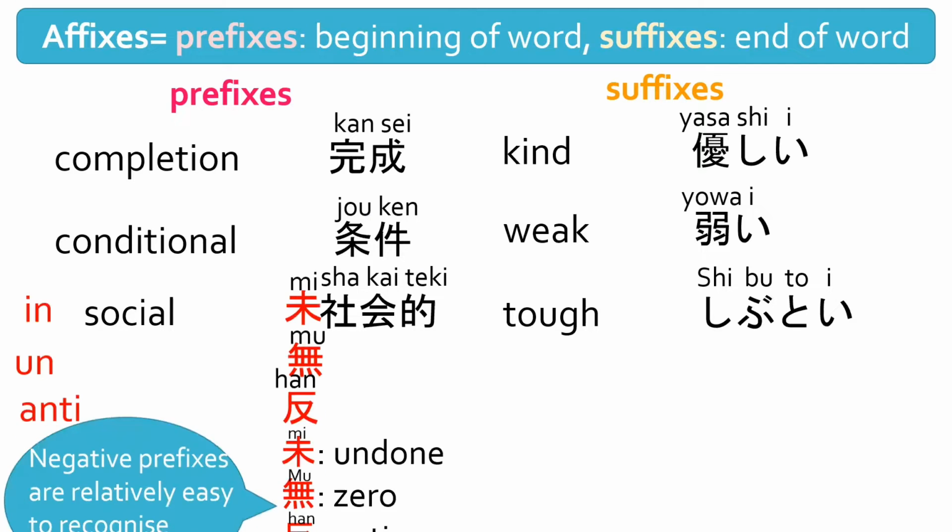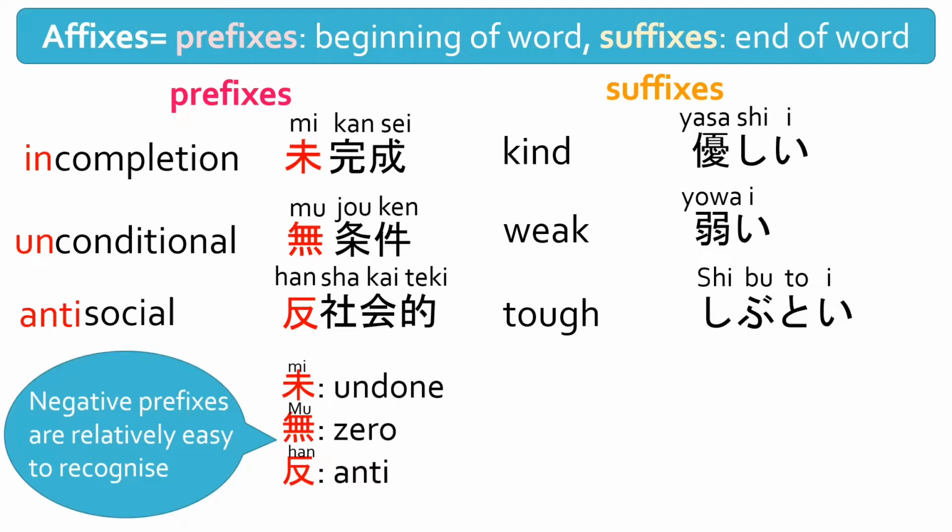Here are some example words. Please look at the prefixes first. When we place a prefix to these words, the meaning of these words can be changed. By adding prefixes such as in, an, anti, the word can have a negative meaning. Similarly, in Japanese, when we place mi, mu, han before these words, they can have negative meanings as well. And now please look at suffixes.